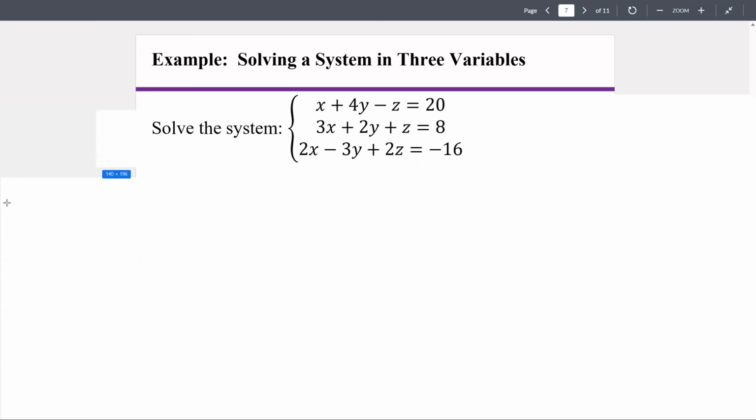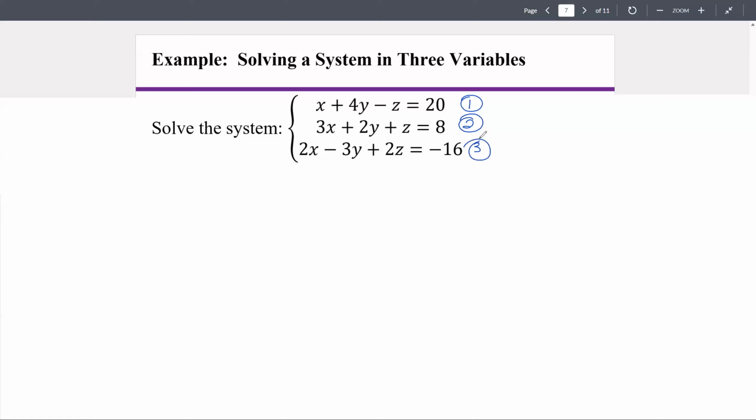Okay, so like I said, this is going to be cumbersome. It's not necessarily difficult, it's just a lot of work, which is going to make us much more grateful when we get into doing matrices. That's going to help us with this a little bit. So we're going to call these equations 1, 2, and 3.